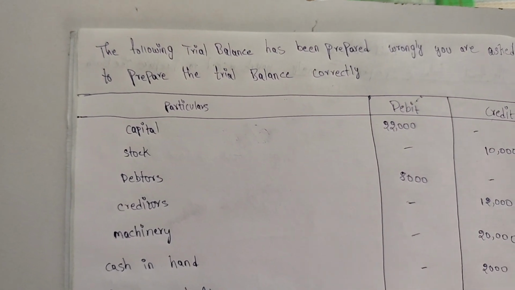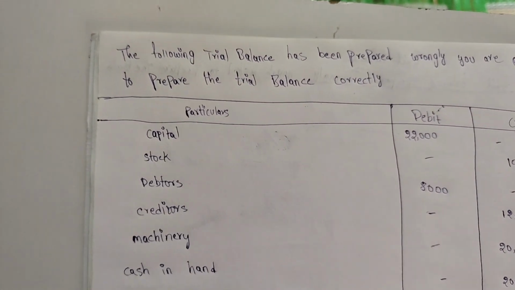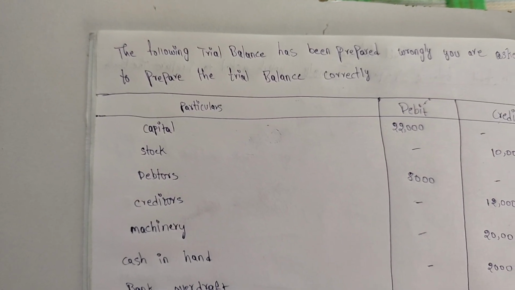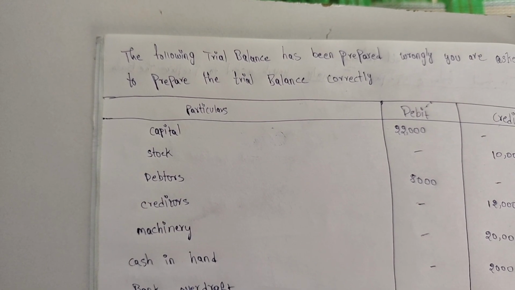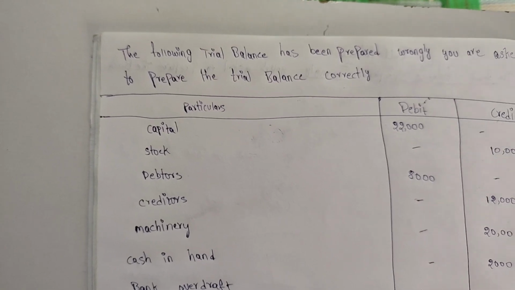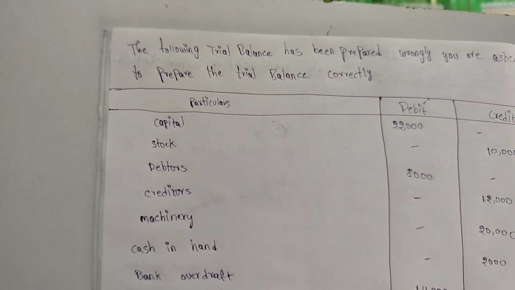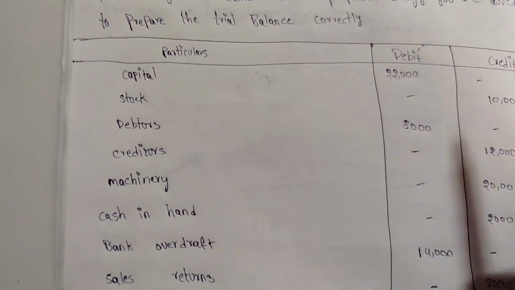In this class, I'm going to teach about how to prepare a trial balance. Mostly from the exam point of view, they'll give you a wrong trial balance and you need to prepare the correct trial balance. Sometimes they'll ask you to prepare journals, ledgers, trial balance, P&L and balance sheet, in rare cases. But from the exam point of view, they'll give you the wrong trial balance. You need to correct them. So let us see the problem.